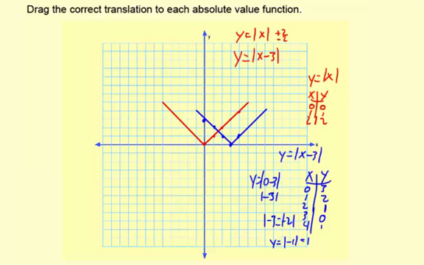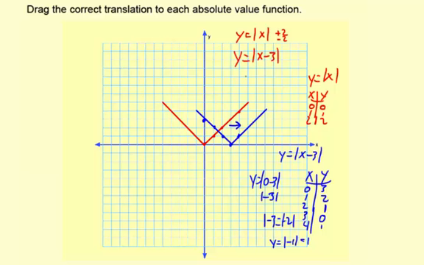Okay, so you can see here what happened. All of the points from the original absolute value graph have been translated 3 to the right. So I'll go in this way. So the question is, why does it do that? I mean, can we explain conceptually why when you subtract a number from the input, it moves to the right?